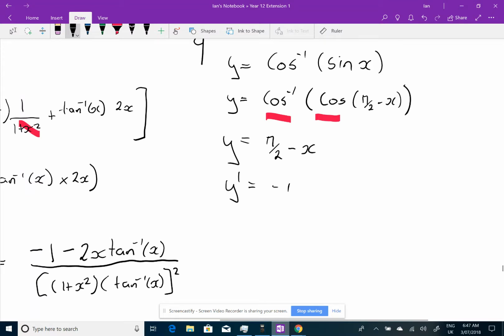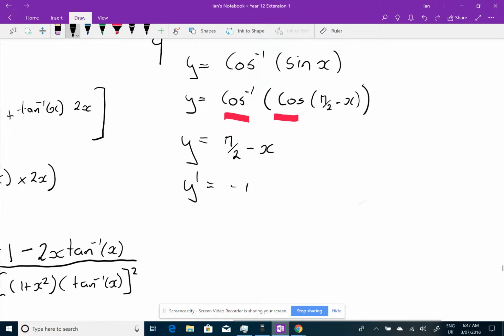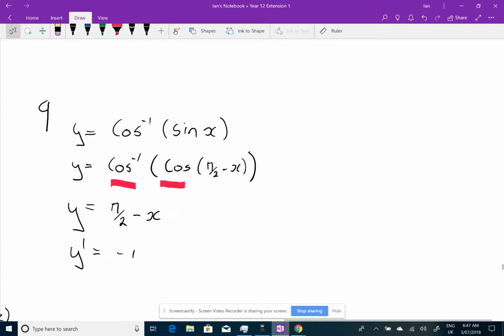I know that's not the answer. So let's have a look at this from another perspective. And this is a really difficult question. I don't think they're going to throw anything at you. Let's do it another way.